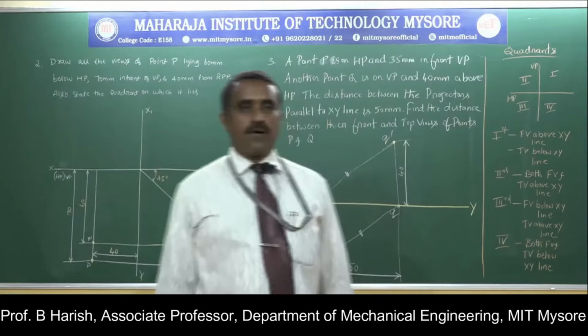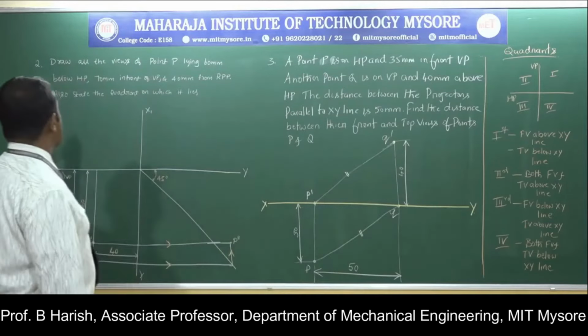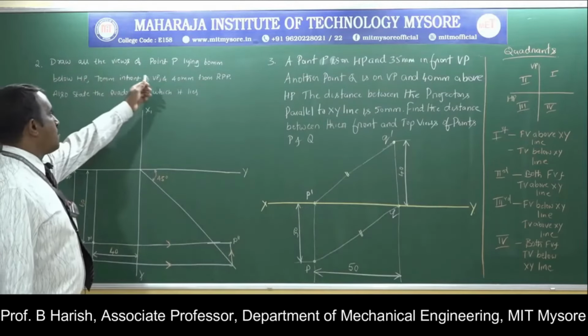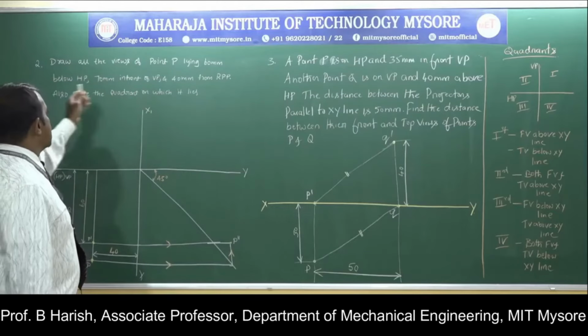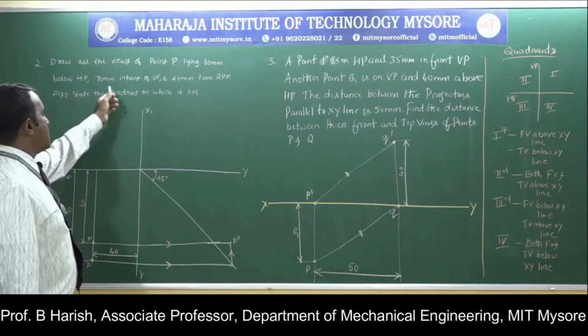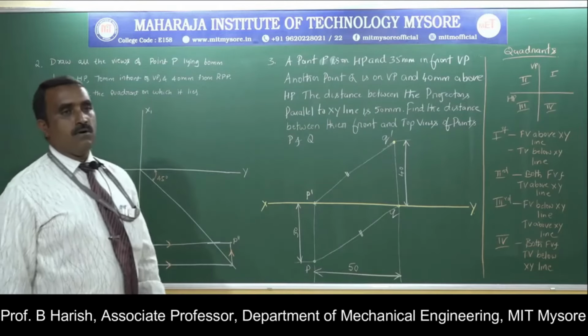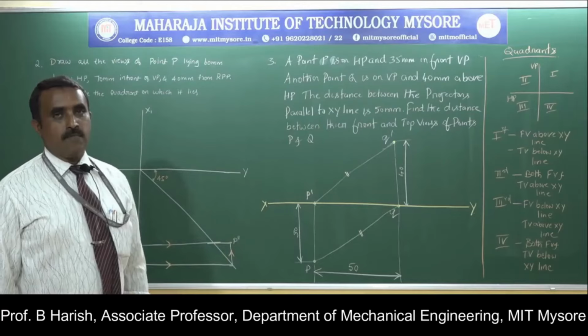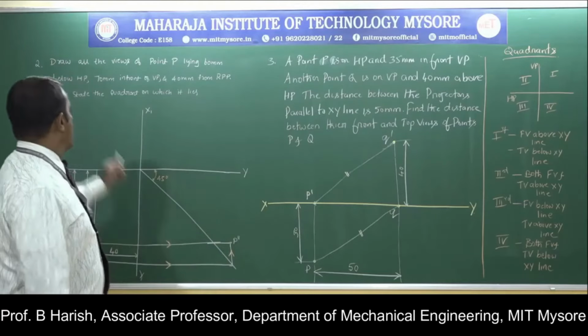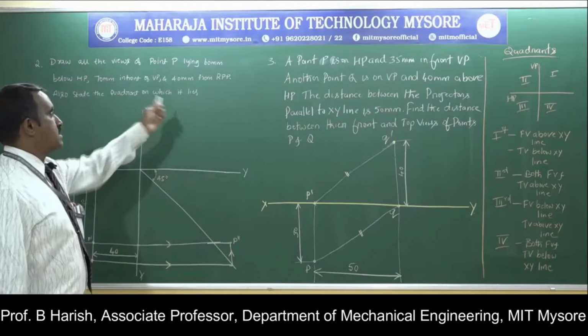So we'll go to the next problem. The problem runs like this. Draw all the views of a point P lying 60 mm below HP, 70 mm in front of VP and 40 mm from RPP, the right profile plane. RPP is nothing but the right profile plane. Also state the quadrants in which it lies.